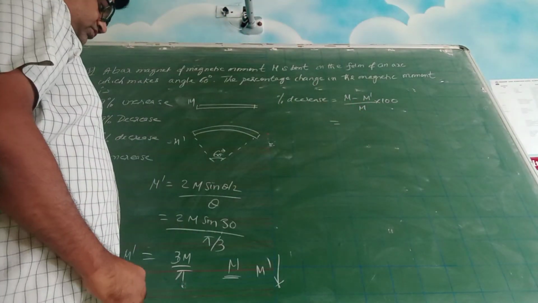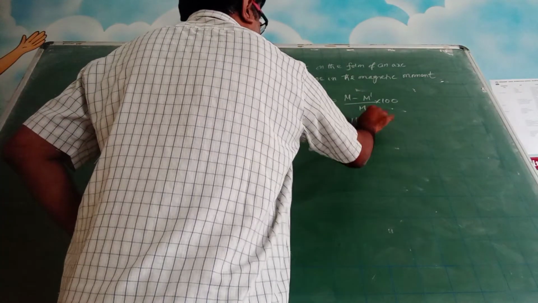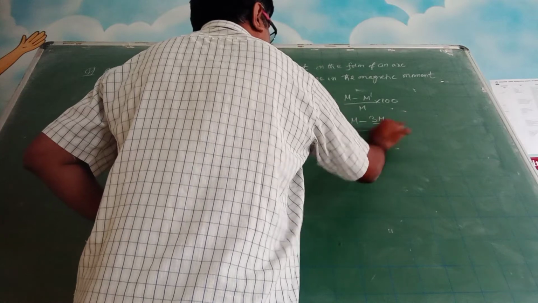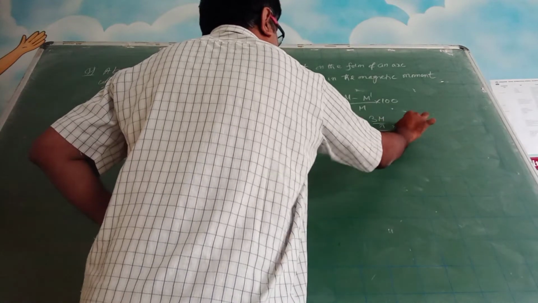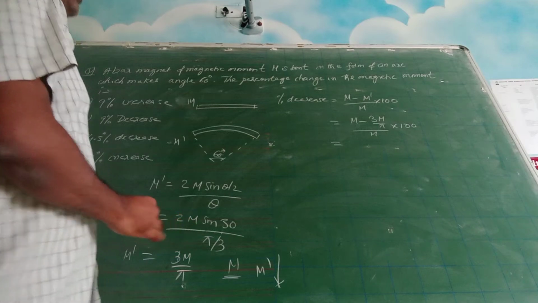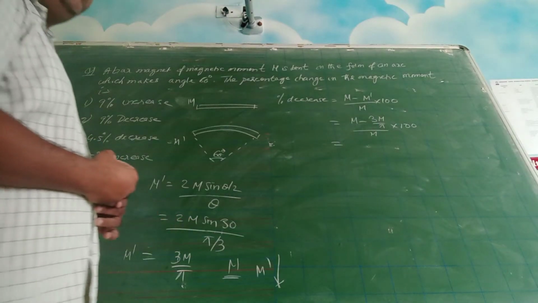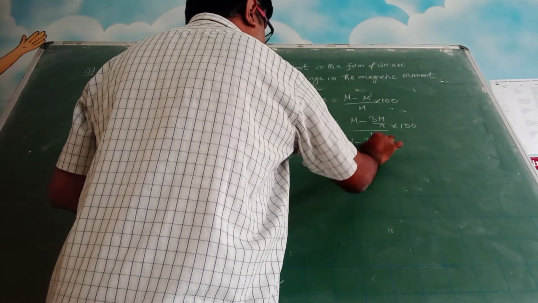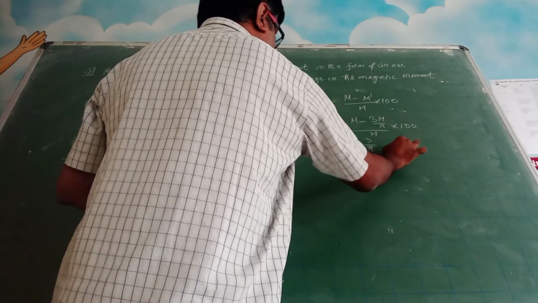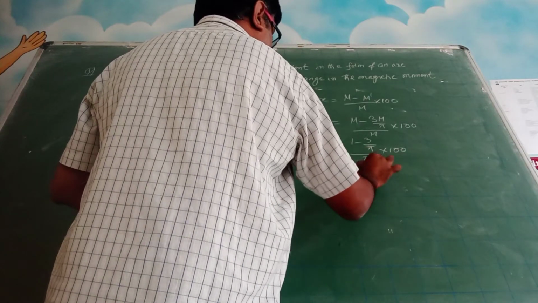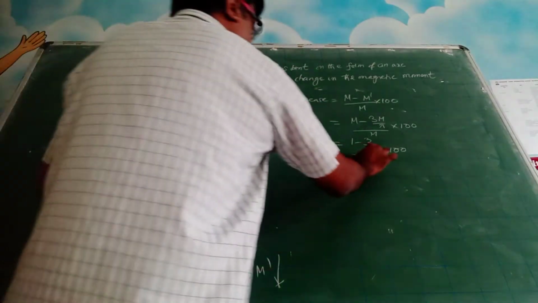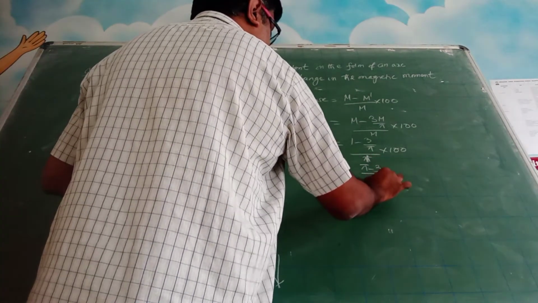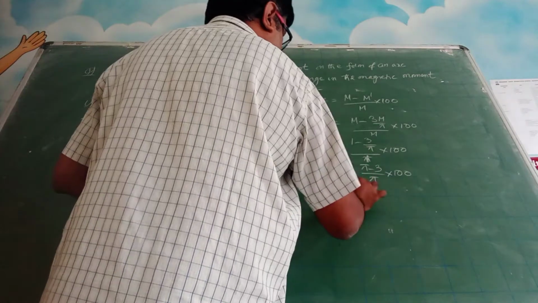Okay, so (m minus 3m by pi) divided by m into 100. In the numerator and denominator there is m, which you can cancel out. So you are left with 1 minus 3 by pi into 100, or here you are getting 1. Okay, so you are getting (pi minus 3) by pi into 100.